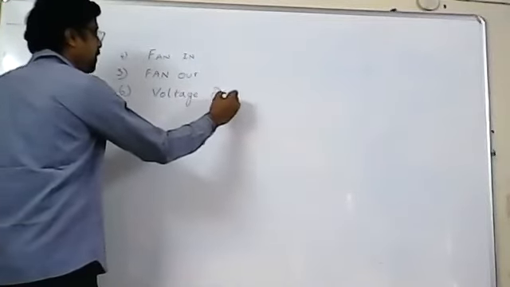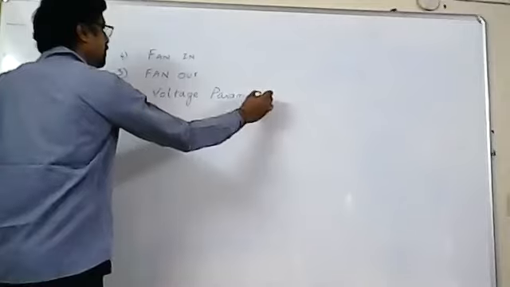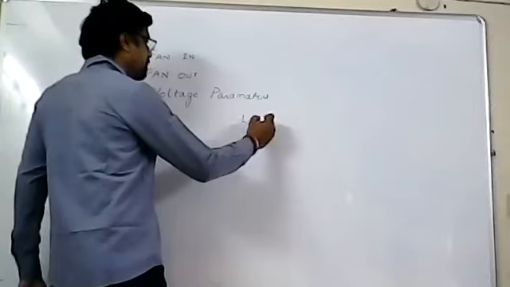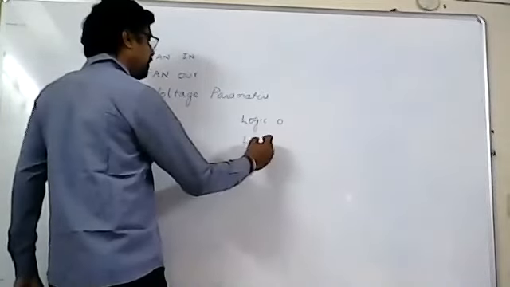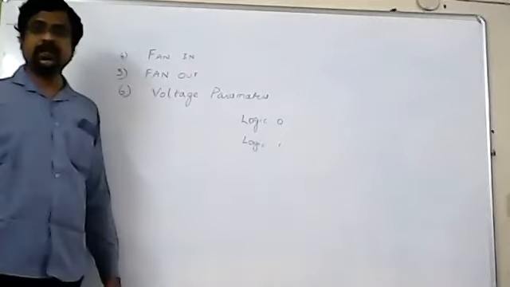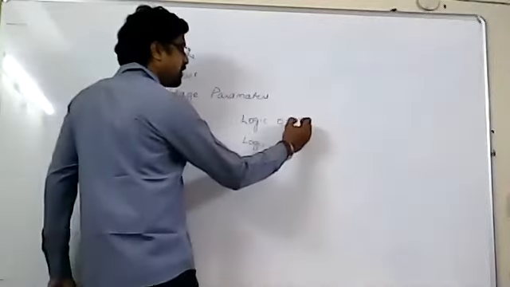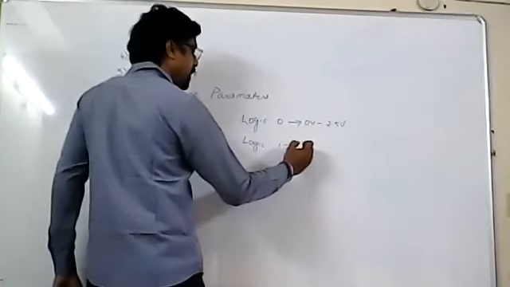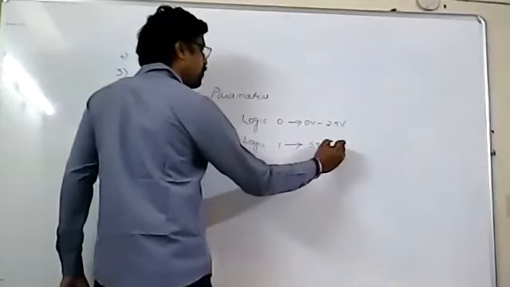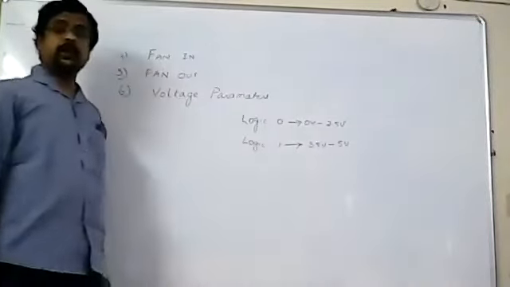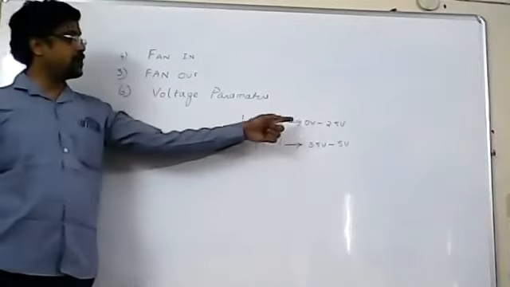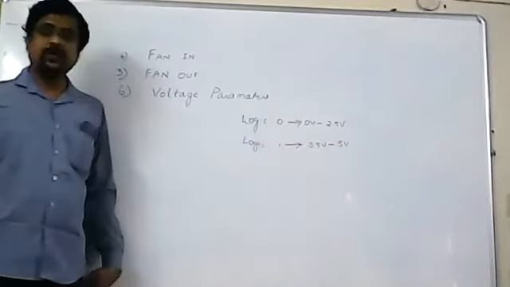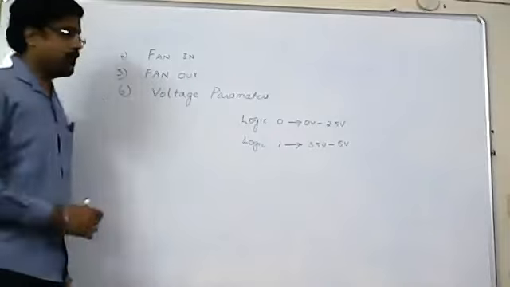Next is voltage parameters. Before going to voltage parameters, let me show logic 0 and logic 1. As I already told you, logic 0 is somewhere around 0 volts to 2.5 volts, and logic 1 is 3.5 volts to 5 volts.